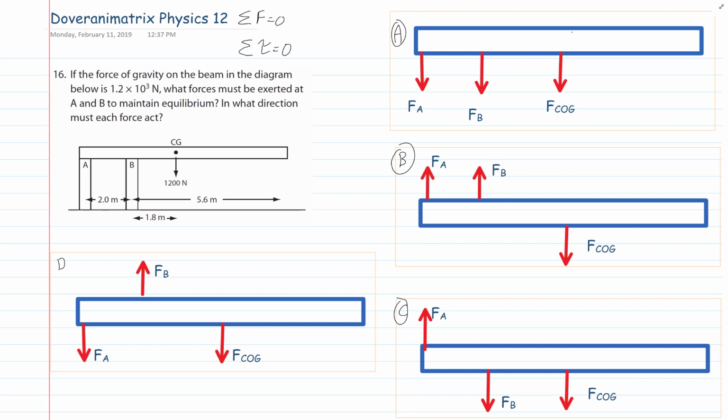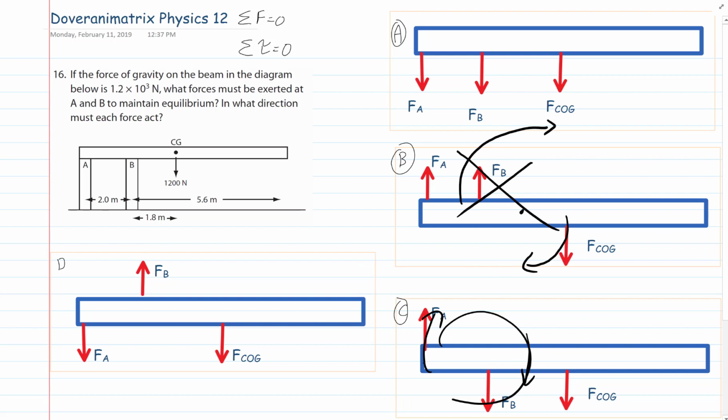Let's get the answer. Well, if both A and B are this way and the center of gravity is that way, it might pivot around there. Definitely not in rotational equilibrium. It's not B. C, same thing. These two forces are down. That force is up. This is going to cause a rotation. Not in rotational equilibrium. So, by elimination, it will be D.